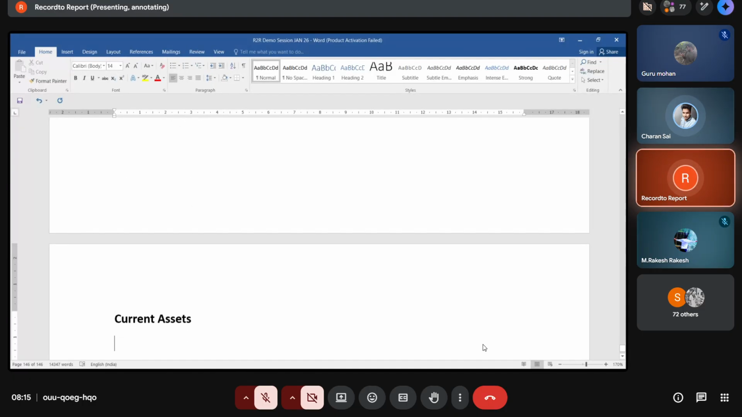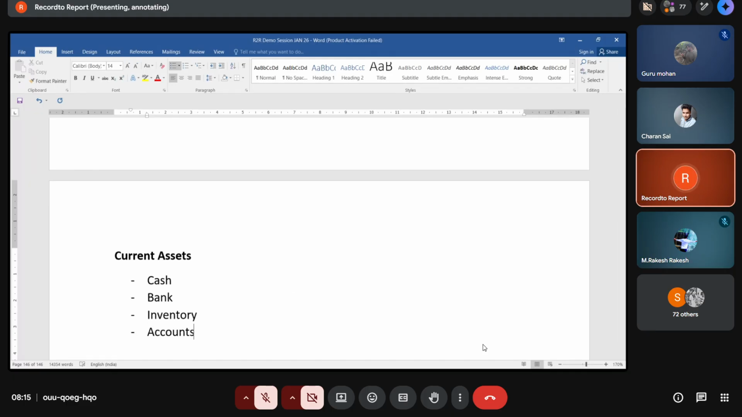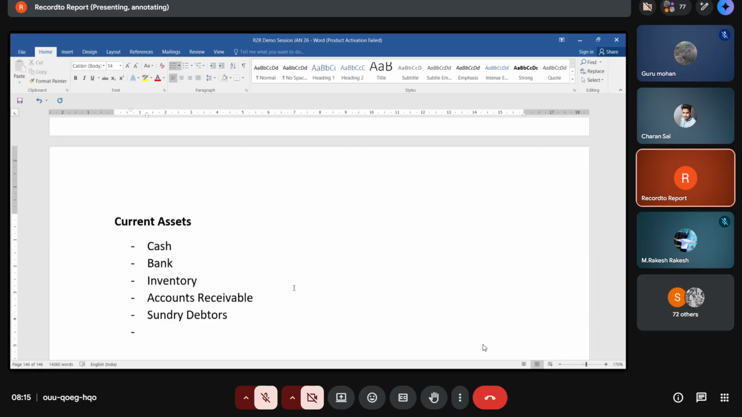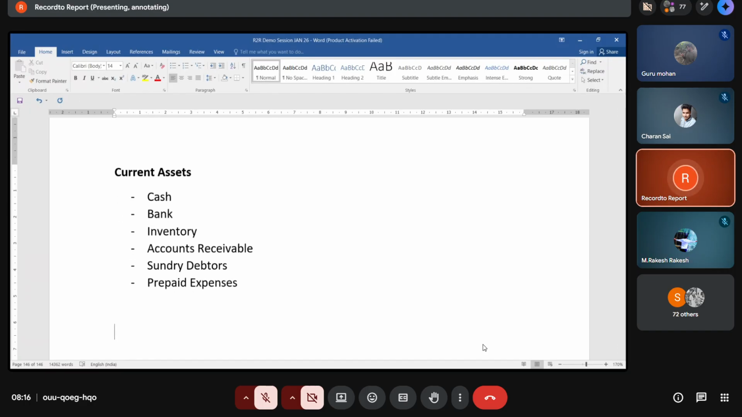In terms of current assets, they are the assets which can be easily converted into cash within a standard period of time. Cash, bank, inventory, accounts receivable, sundry debtors, prepaid expenses. Okay. So the next component is liabilities.